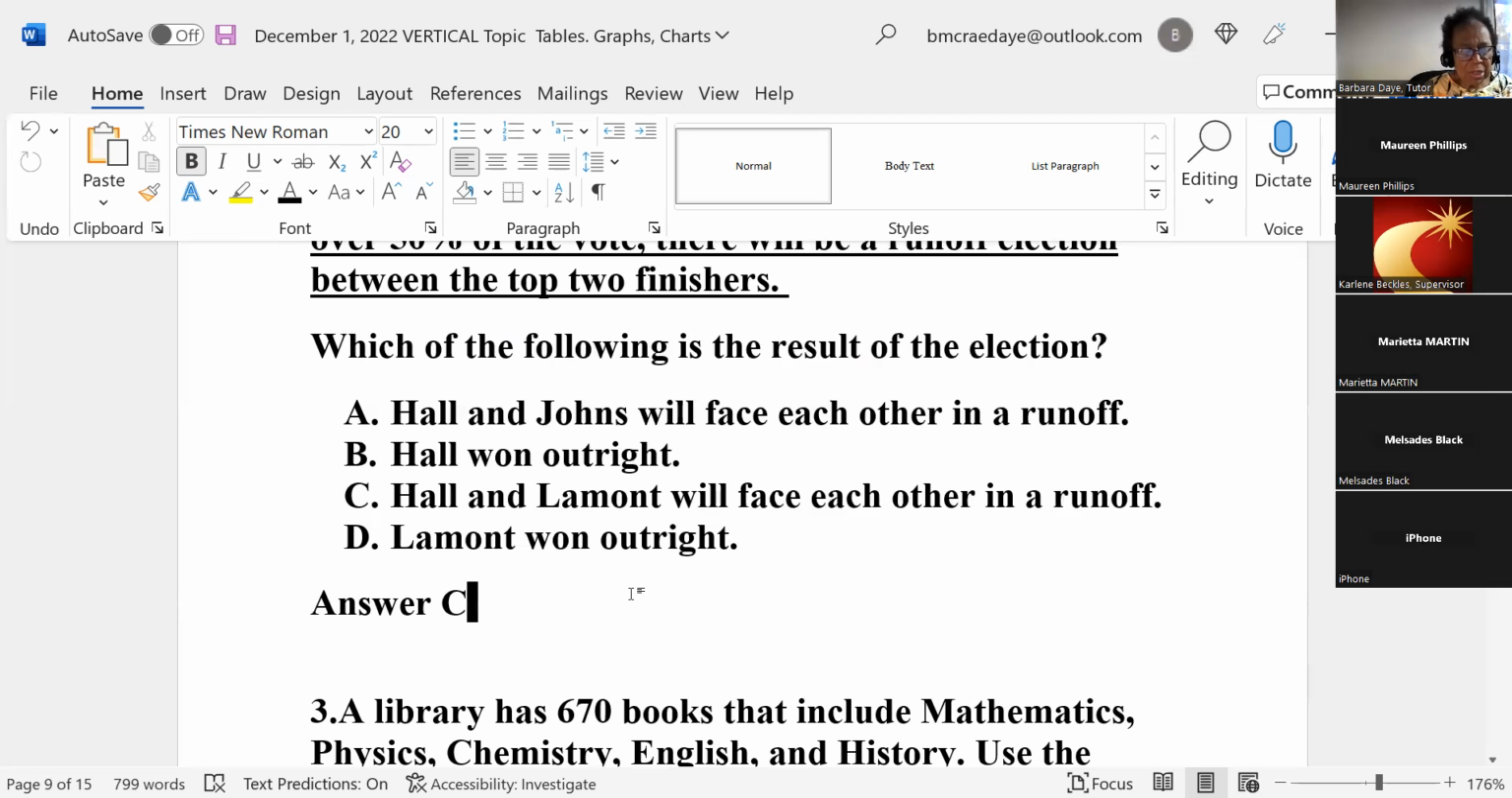But there are other states other than Georgia that have that rule: if nobody gets more than 50% of the vote, then they have their runoff between the top two candidates. And Warnock and Walker were the top two candidates. That's why they're in the runoff.